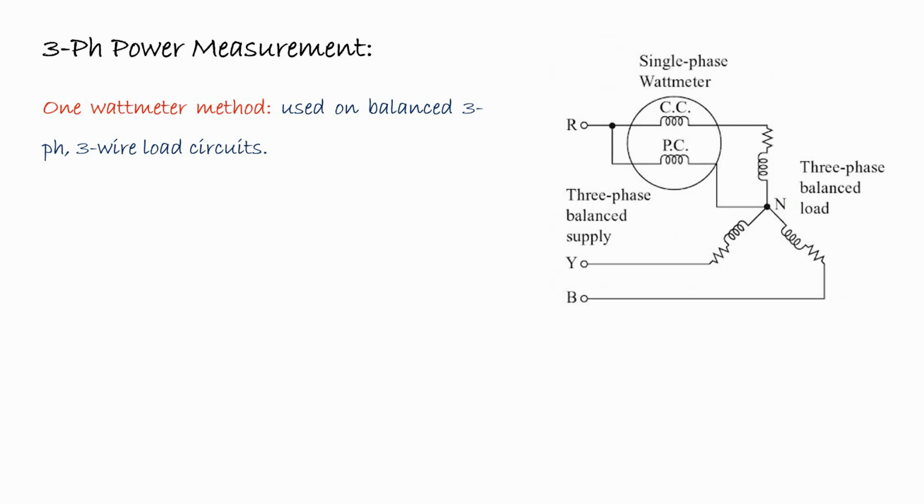Here is the circuit diagram for the single wattmeter method of three-phase power measurement. The wattmeter current coil here is connected in series with the phase R, and the pressure coil is connected between the phase R and the neutral terminal. Therefore, the reading of this wattmeter will be equal to the power that is consumed by this phase.